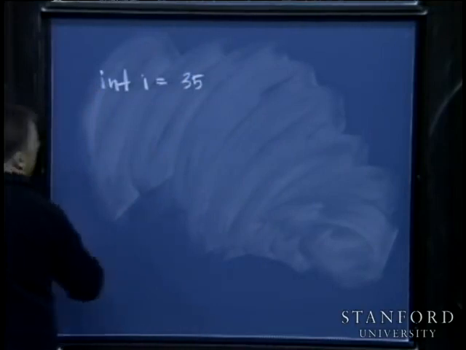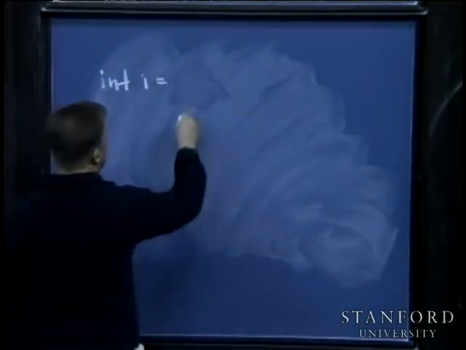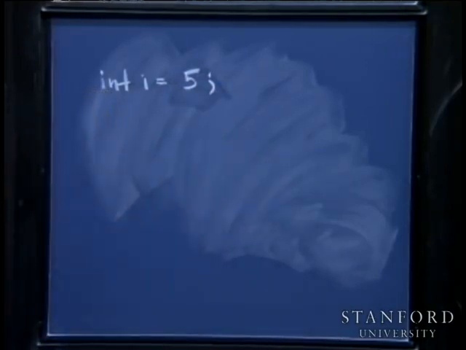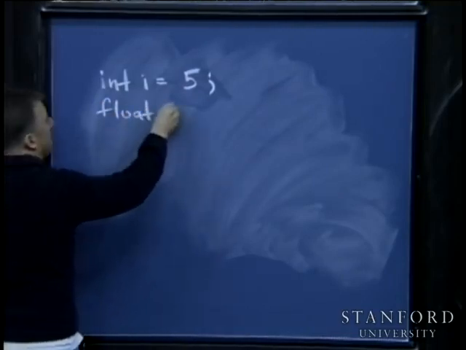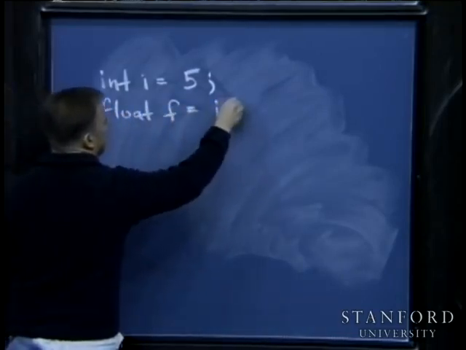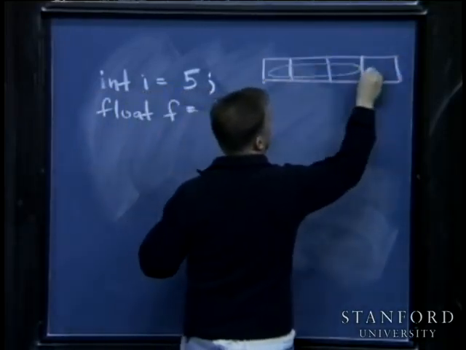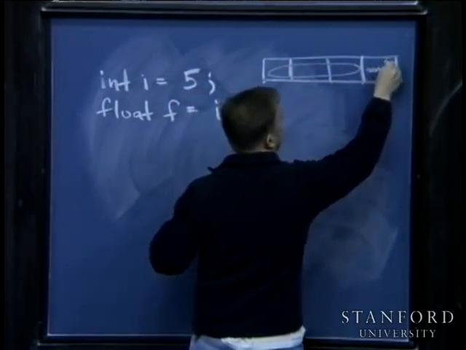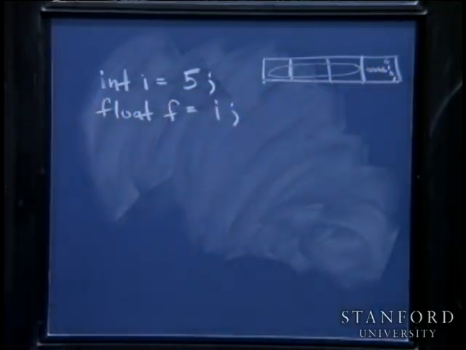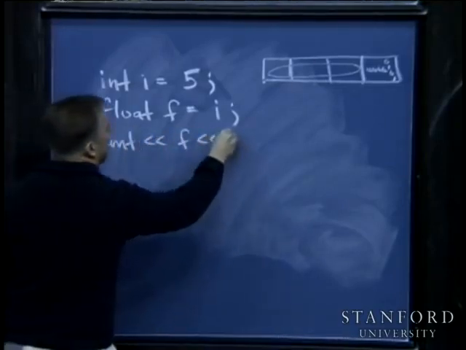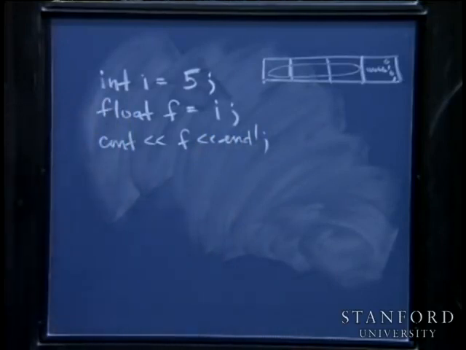Actually, let me choose a smaller number. Let me do just 5 is fine. And then I do this: float f is equal to i. Now you know that this, as a 32-bit pattern, has lots of zeros, followed by 0, 1, 0, 1 at the end. 4 plus 1. Okay? Make sense? When I do this, if I print out f, don't let all this talk about bits and representation confuse the matter. When you print out f there, it's going to print the number 5.